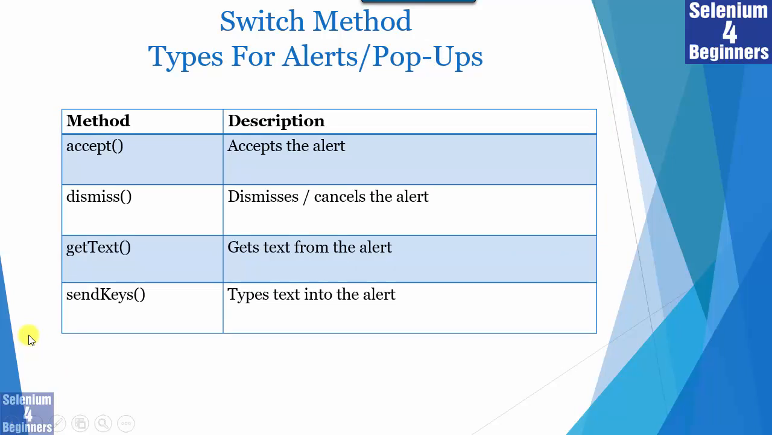Next is the methods for alert. Imagine a pop-up that has two buttons like one of our previous slides. The accept method accepts the alert by clicking the OK button, and the dismiss method clicks the cancel button. If you want to get information from the pop-up, use the get text method, while the send keys method types data into the pop-up box.